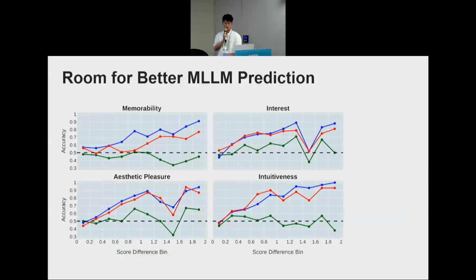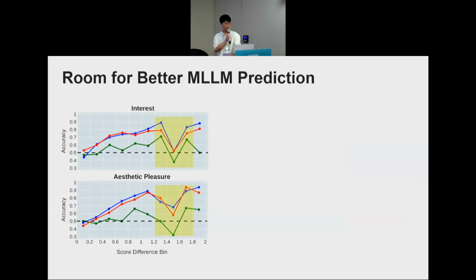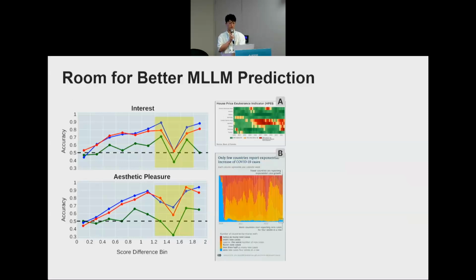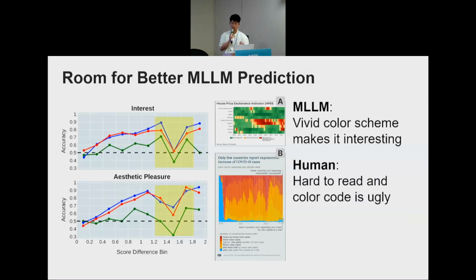One interesting point is that despite this rising trend, there are notable falls when looking at interest and aesthetic pleasure. We investigated these incorrectly predicted cases and found that particular charts and their visual characteristics were evaluated as highly impactful by MLMs. For example, those wrong cases almost all contain one of these 2 charts. For this clover heat map, MLMs tend to say that the vivid color scheme is really interesting and aesthetically pleasing, while humans mentioned difficulty in reading and unpleasing color encoding.